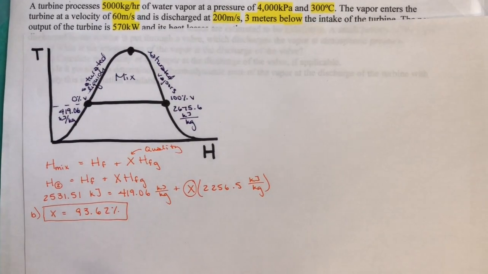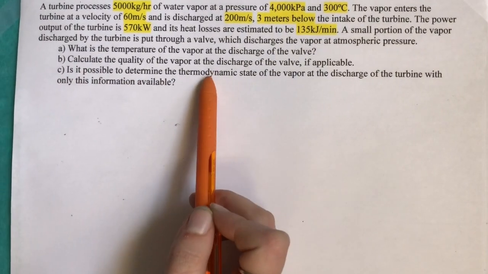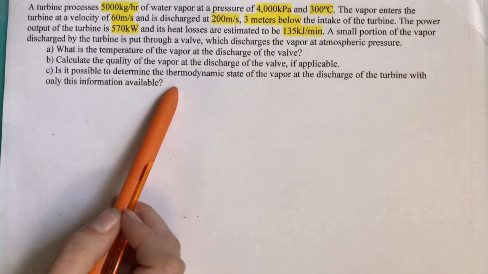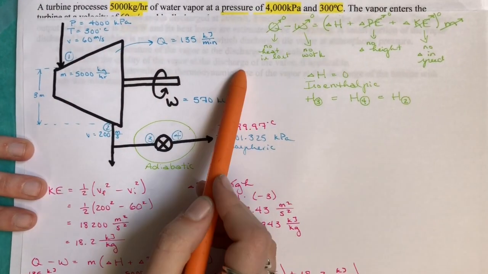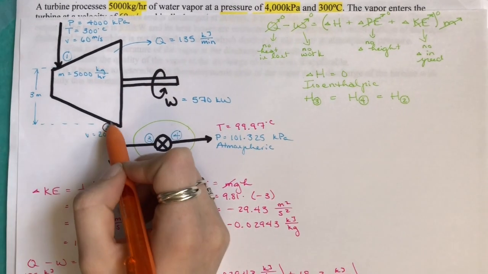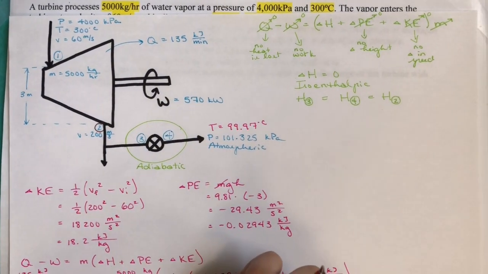The last part of our question turns out to be kind of easy. It says, is it possible to determine the thermodynamic state of the vapor at the discharge of the turbine with only this information available? When we look back at our drawing of our turbine, they're talking about right here at position 2, right at the exit of the turbine. Is it possible to calculate the thermodynamic state?